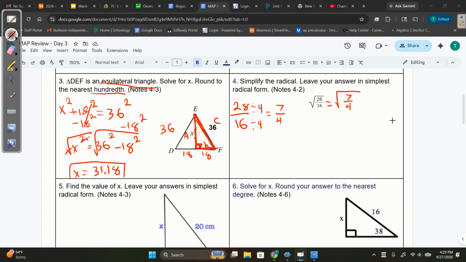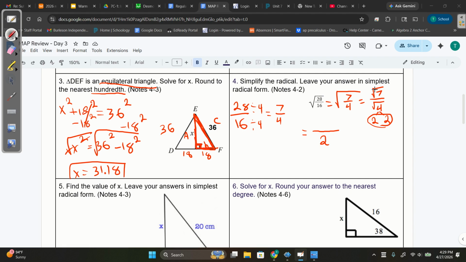Now the cool thing is, I can actually split this up a little bit further. Because the fraction's inside, I can split it up as the square root of 7 on top and the square root of 4 on bottom. And now we independently check each of these square roots to see if I can simplify. The square root of 4 is a perfect square. The square root of 4 is 2, because 4 is 2 times 2.